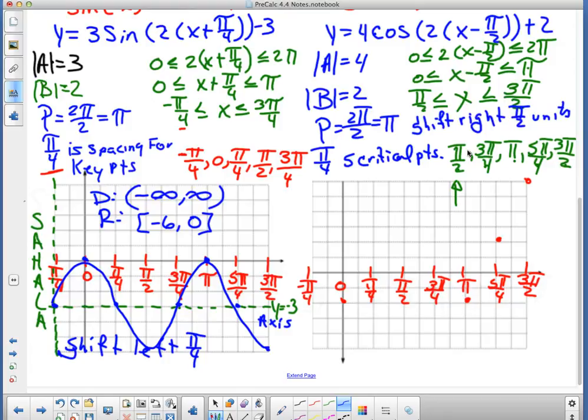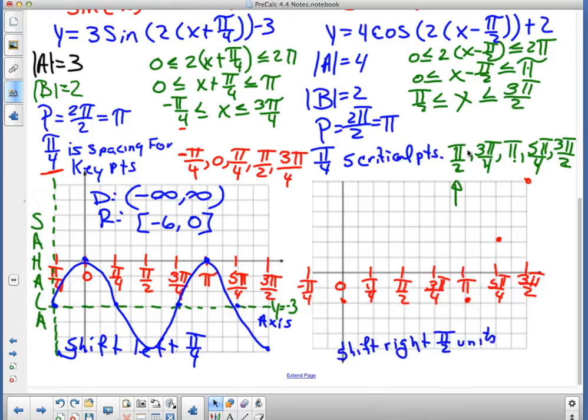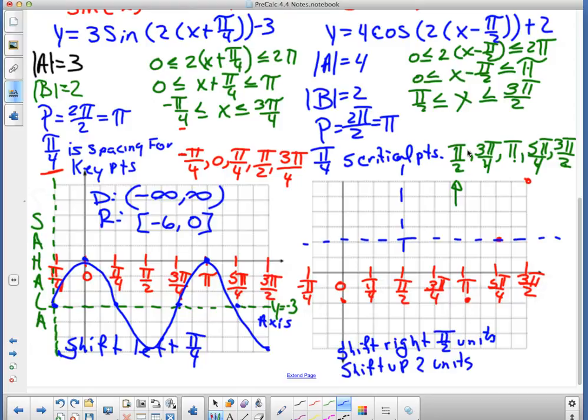Okay, and I got a shift up, maybe it'd be better to put this down here, a shift up 2 units. So I'm up 2 units. I'm right pi over 2 units. Okay, so I'm going to get green, and I'm going to start with my pi over 2, and keep in mind I'm doing cosine.